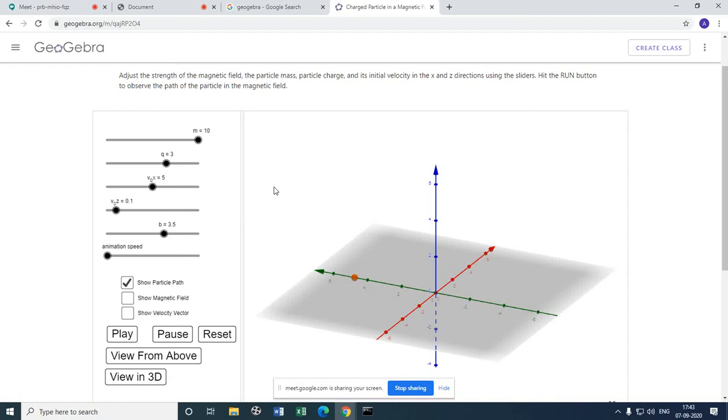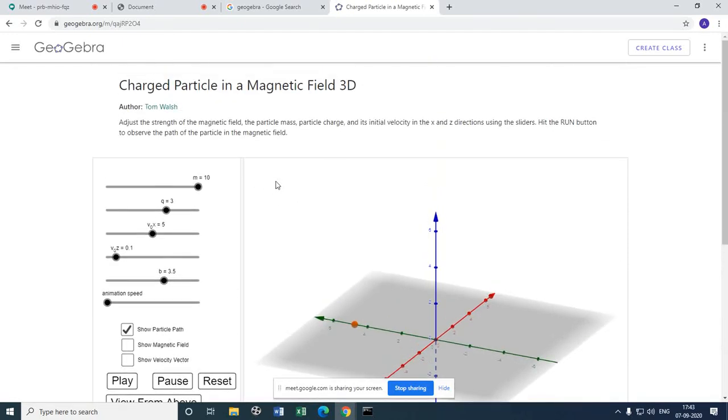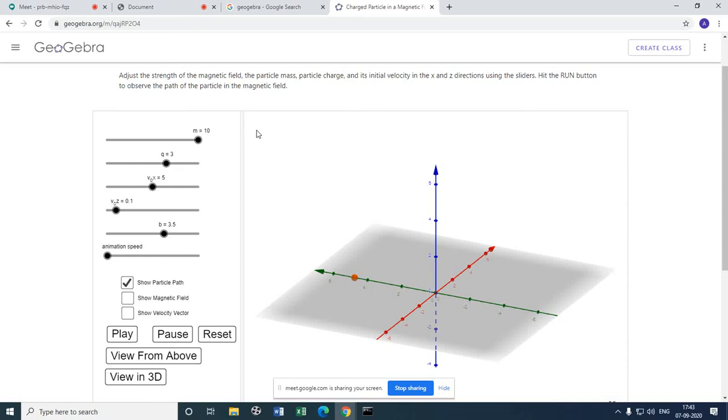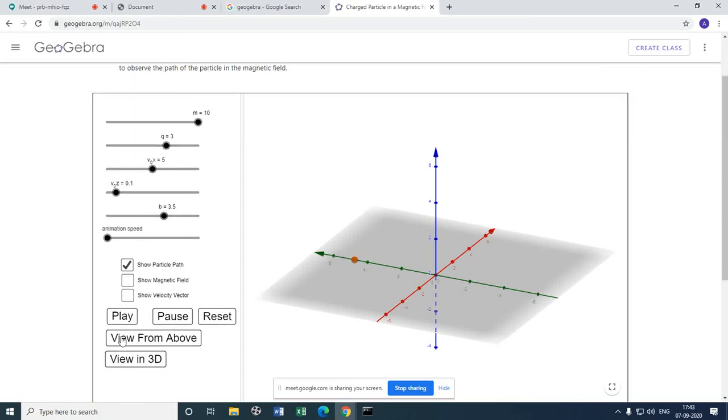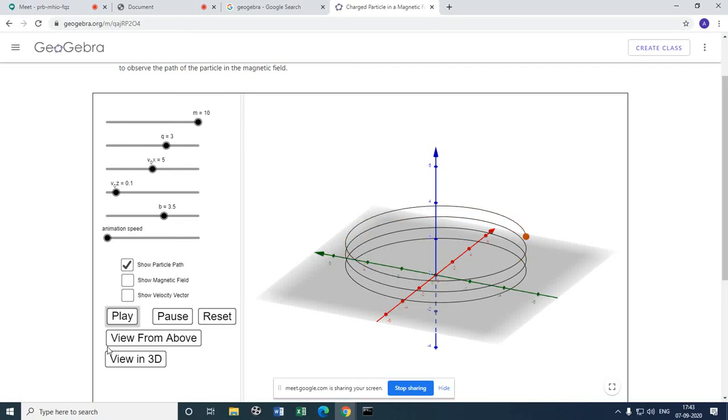You can clearly see this. The author is attributed to Tom Waltz. Okay, the author is Tom Waltz. So now what he has done is set everything according to the particle path. Is it clear?